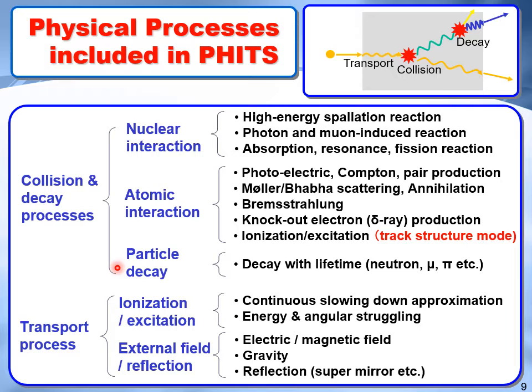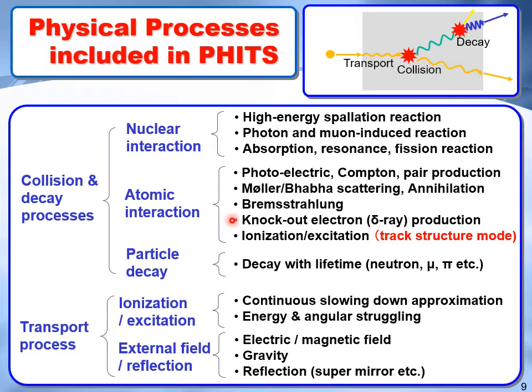As for nuclear interaction, any kinds of reactions such as high-energy spallation reaction, photo and muon-induced reaction, absorption, resonance, and fission reactions can be considered. As for atomic interaction, photoelectric, Compton scattering, pair production can be considered for photon interactions, Møller-Bhabha scattering, annihilation, Bremsstrahlung for electrons, positrons and muons, and knockout electrons, so-called delta ray production for hadrons.